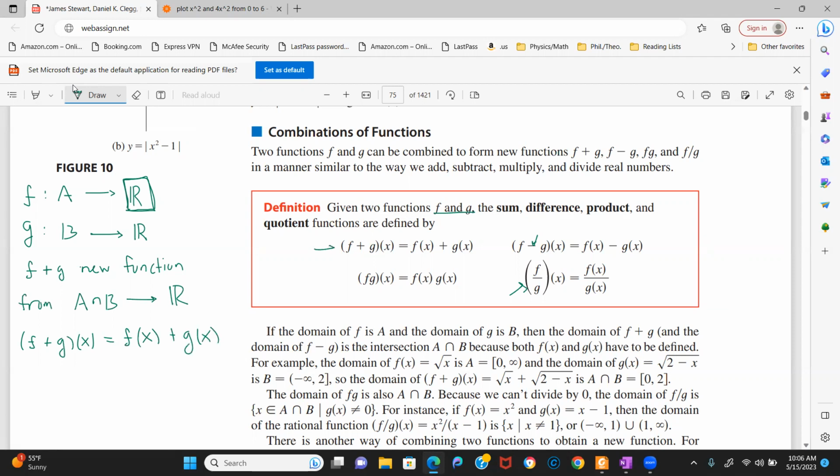And that's the formula they have over here. Now, here's an important thing about this formula. This addition right here is not the same as that. This is addition of functions.